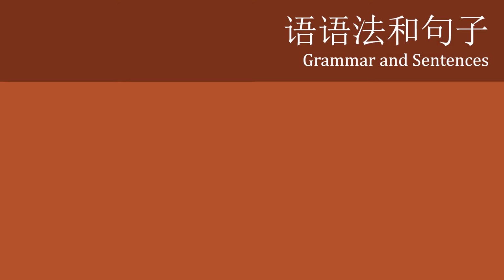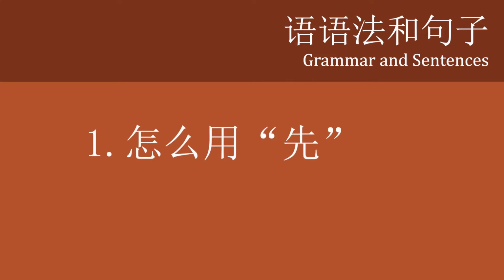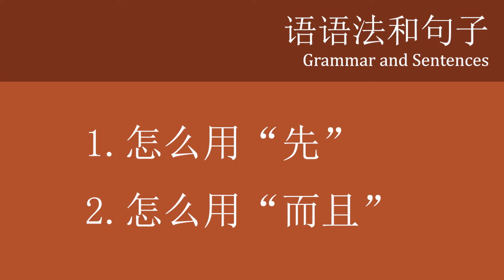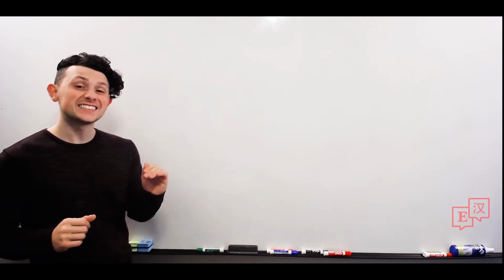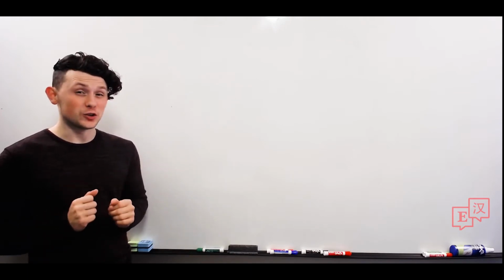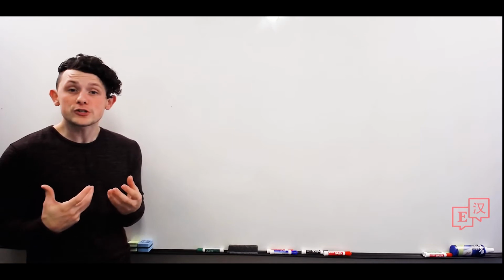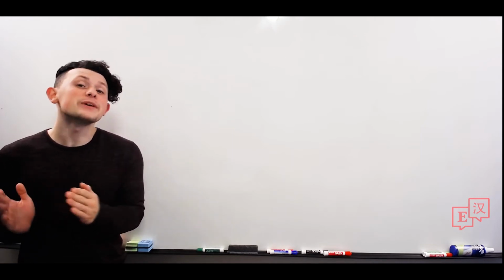For today's grammar and sentences, we will first talk about using 先 with other logical follows like 然后. Then we'll talk about using 而且, meaning additionally or furthermore. So, 先 is super easy to use. Its meaning is first, as in the first in a series of events.